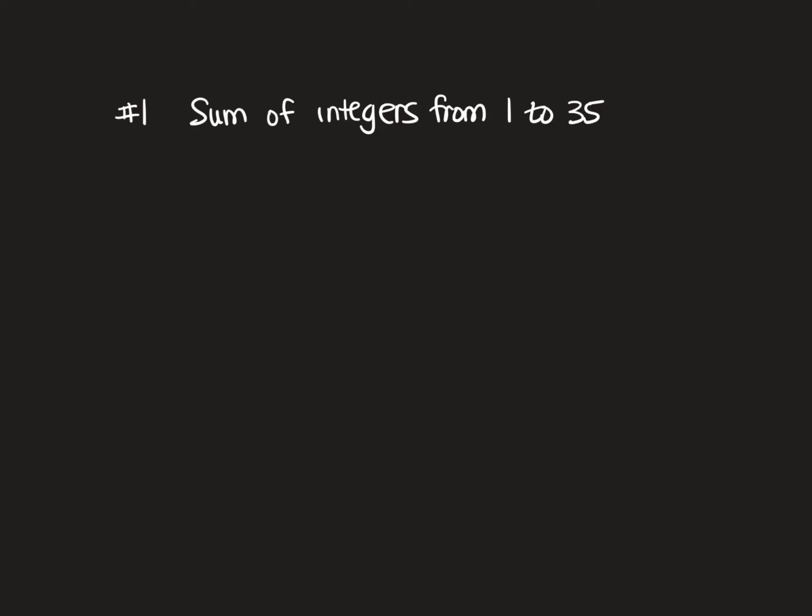All right, so this is the first two problems from this Google form. Number one first, and then number two will be in the second half of this. So to find the sum of the integers from 1 to 35, we need to use the arithmetic sequence, finding the sum of an arithmetic sequence formula, which is the one that Gauss discovered.